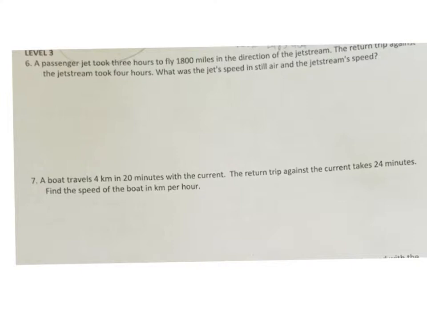It says a passenger jet took 3 hours to fly 1,800 miles in the direction of the jet stream. The return against the jet stream took 4 hours. What's the jet's speed in still air and the jet stream's speed?